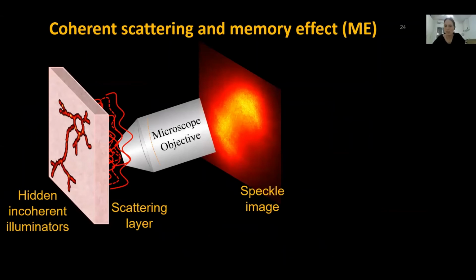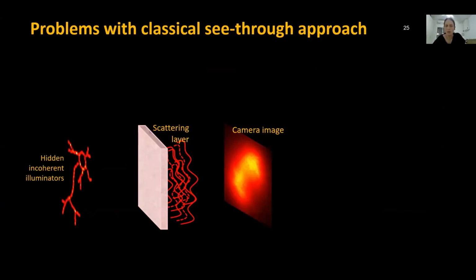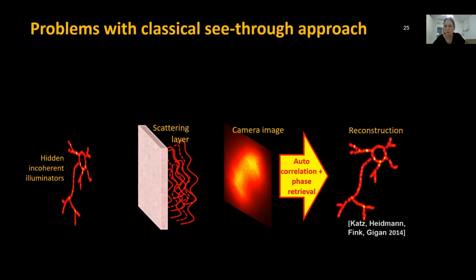Okay, so we are interested in imaging algorithms that can see through scattering layers, which means that we want to create a clear image of an incoherent illumination pattern that is hidden from the camera by a scattering layer, such as tissue. Due to scattering in the tissue, the captured image looks like noise, and in practice it carries little similarity with the hidden illuminators. Yet a previous approach showed that remarkably, due to the memory effect, we can recover the illuminator's layout simply by looking at the speckle autocorrelation.